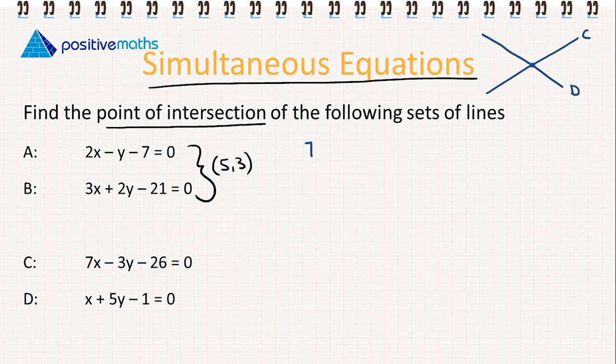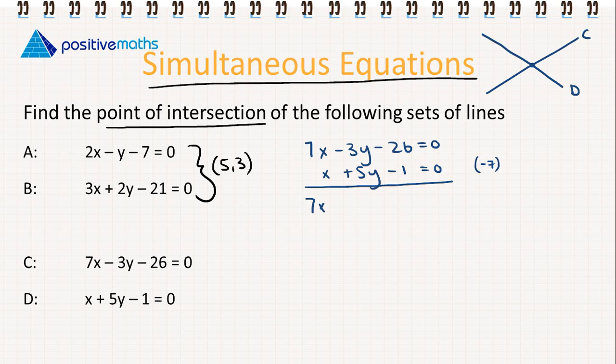So again, it's simultaneous equations. We have 7x minus 3y minus 26 equals 0, and x plus 5y minus 1 equals 0. This time I'm going to cancel the x's. So I'm going to multiply the bottom line by minus 7. The top line remains the same, and the bottom line multiplied by minus 7 gives me minus 7x minus 35y plus 7 equals 0.